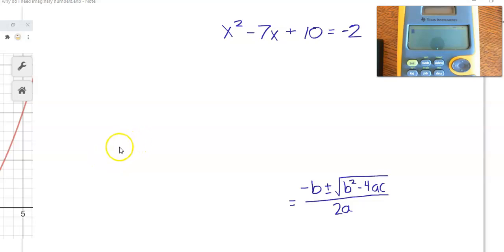Hey, welcome to this video on imaginary numbers. And you might be saying, what in the world? I've stumbled into the wrong thing. But imaginary numbers are needed, and I want to lay out the case for why they're needed and then jump into some of the problems that you're going to see.